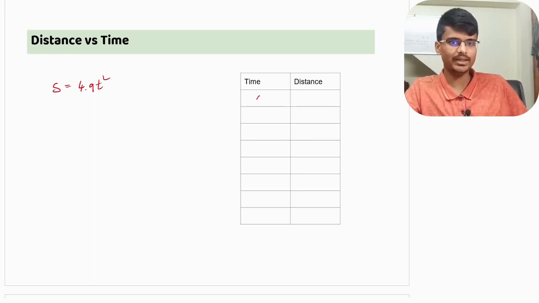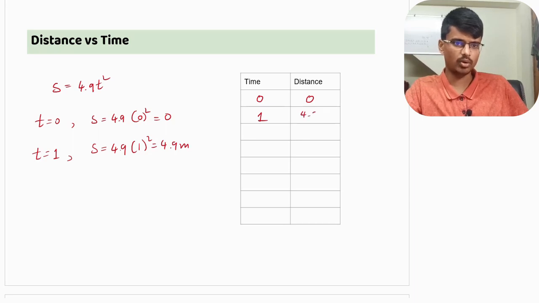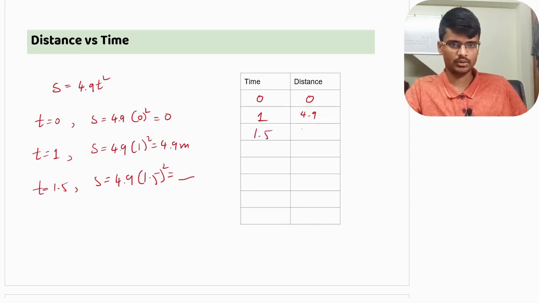At a time t equal to 0, what is my s? S is equal to 4.9 into 0 square, which is 0. So distance is 0, obviously. At a time t equal to 1, my distance is 4.9 into 1 square, which is 4.9 meters. Then for t equal to 1.5, s is equal to 4.9 into 1.5 square, and so on. Some number you'll get, you just calculate that.